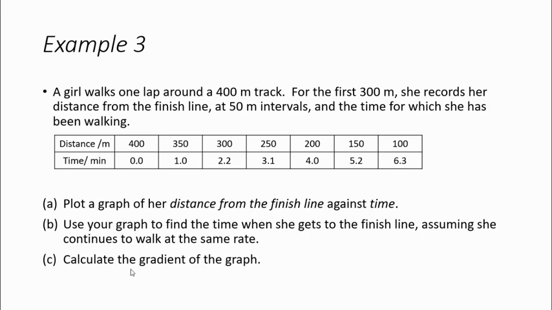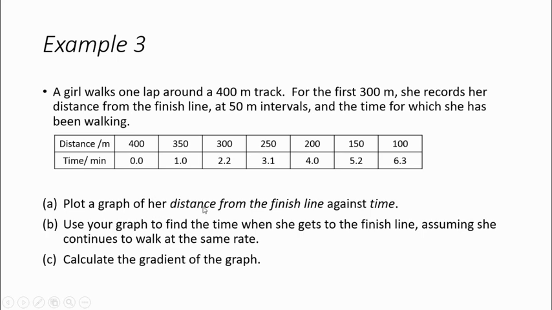A girl walks one lap around a 400-meter track. For the first 300 meters, she records her distance from the finish line at 50-meter intervals and the time for which she has been walking. So she started 400 meters from the finish line at time 0, and every 50 meters she recorded the time. So 350 meters from the finish line, that was after 1 minute. 300 meters from the finish line was after 2.2 minutes, etc. All the way down to 100 meters from the finish line, that was after 6.3 minutes.